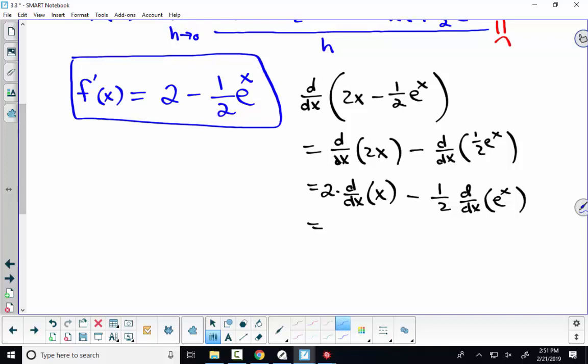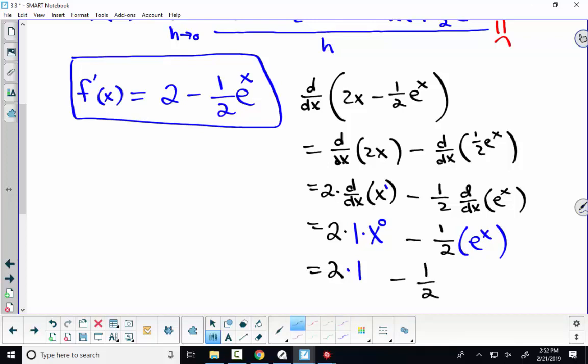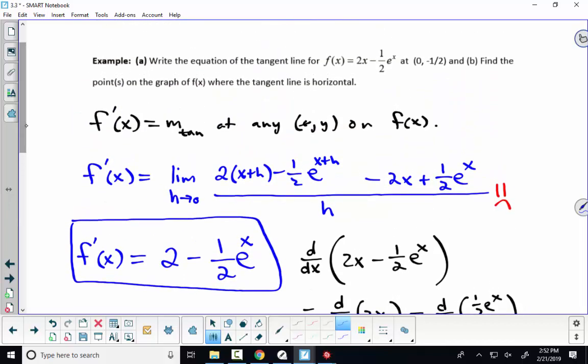So think about x as x to the first, right? It's 2 times 1 times x to the 0th power. X to the 0th power is 1. So that's just 2 times 1. We have a minus 1/2 times the derivative of e to the x, which is e to the x. So we just have minus 1/2 e to the x. So the derivative is 2 minus 1/2 e to the x. Does anyone have any questions on that? Okay, so there's the derivative at any point on that function.